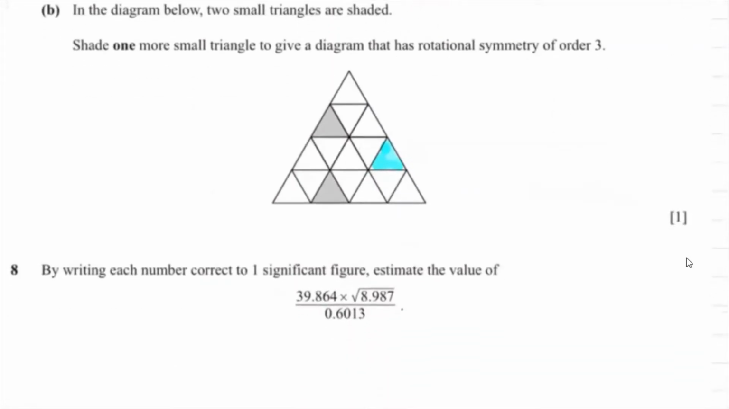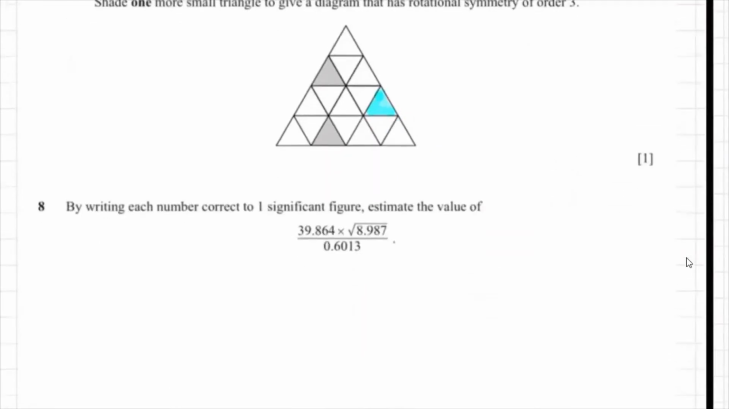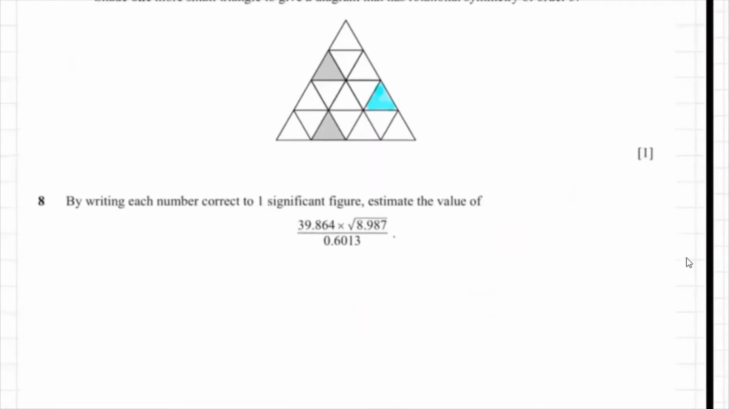By writing each number correct to one significant figure, estimate the value of this. Let's change all of these correct to one significant figure. 39.864 will become 40 multiplied by the square root of 8 point something something. The closest one is 9. And 0.6013, I will change this into 0.6. Okay, let's simplify this. 40 multiplied by 3 divided by 0.6.